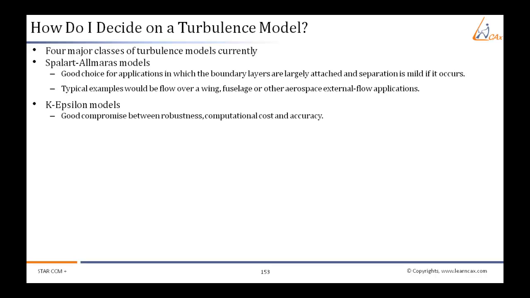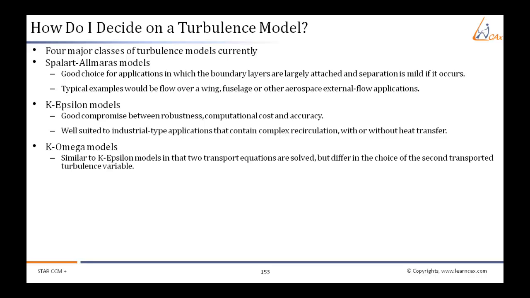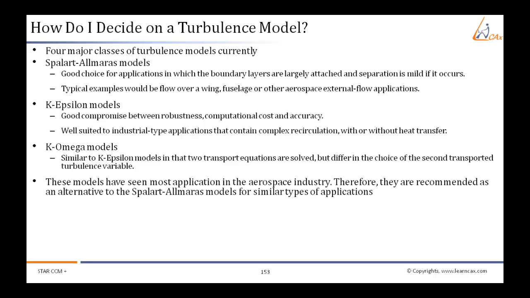K-Epsilon models. These provide a good compromise between robustness, computational cost, and accuracy. They are generally well suited to industrial type applications that contain complex recirculation with or without heat transfer. K-omega models. These are similar to K-Epsilon models in that two transport equations are solved but differ in the choice of the second transported turbulence variable. These models have seen most application in the aerospace industry. Therefore, they are recommended as an alternative to the Spalart-Allmaras models for similar types of applications.